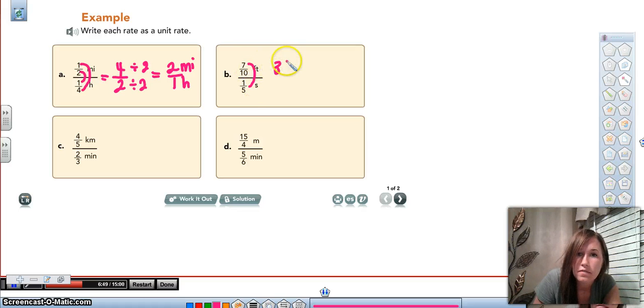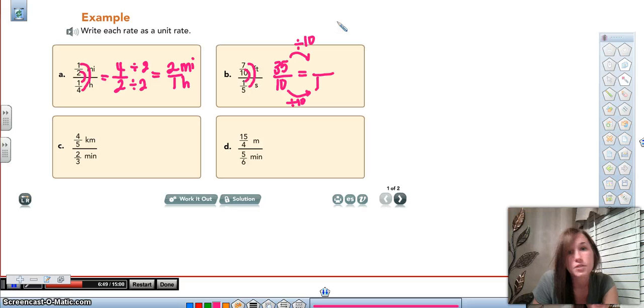7 times 5, 10 times 1. I want to get this denominator to be 1, so I divide by 10. 35 divided by 10. 10 goes into 35 3 whole times with 5 left over out of 10. Now I can reduce that 3 and 5 tenths to just say 3 and 1/2, dividing both the numerator and denominator by 5. I'll go ahead and put my labels back on. Feet per second.